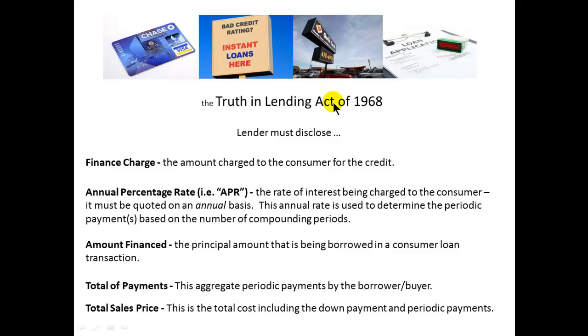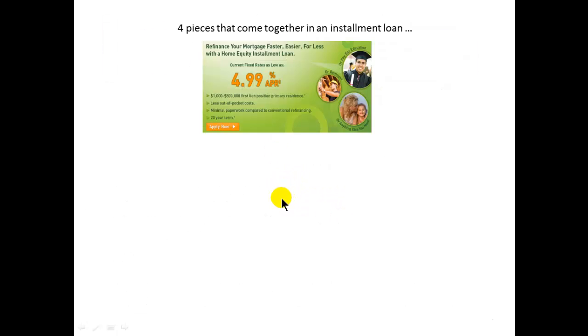The Truth in Lending Act was mainly targeted for consumer-type loans, car loans, or maybe a personal loan that doesn't have any collateral to it. But it really set a common basis for disclosure, and it was just a really important piece of legislation for the consumer. Now, when we talk about an installment loan, the word installment just means a periodic payment. It's over time, and so you'll have this periodic payment coming into play.